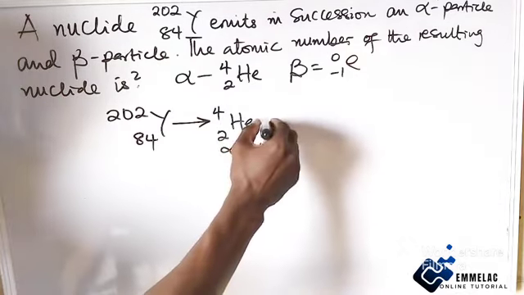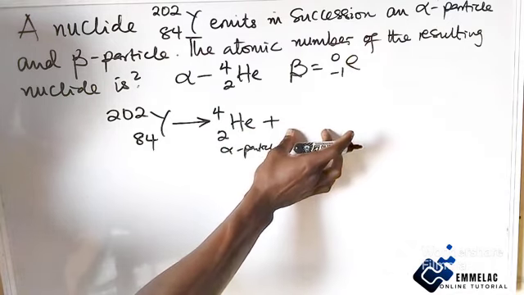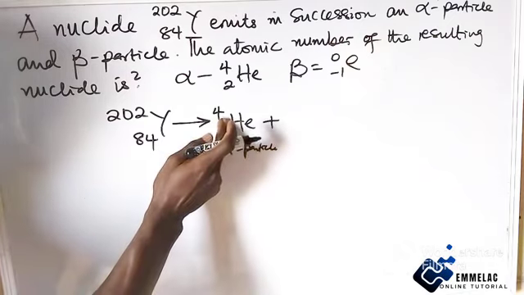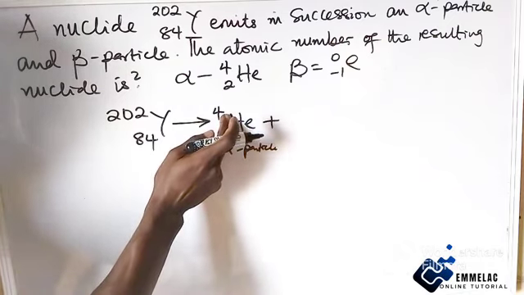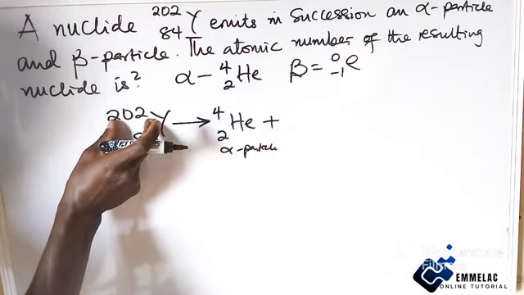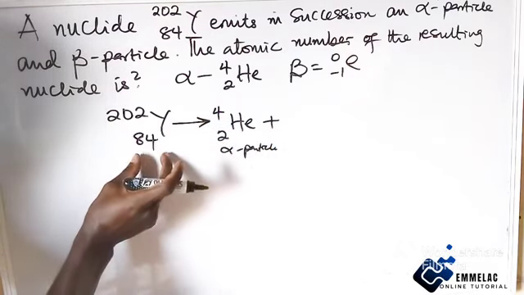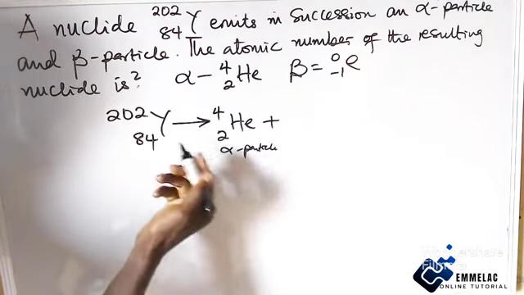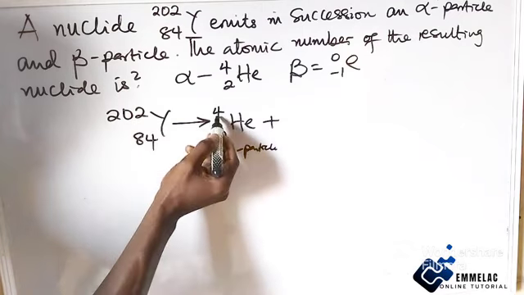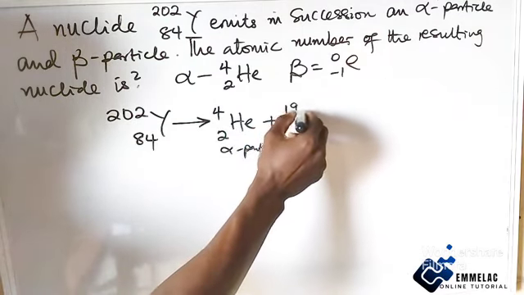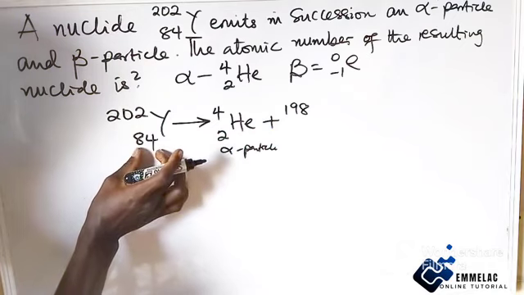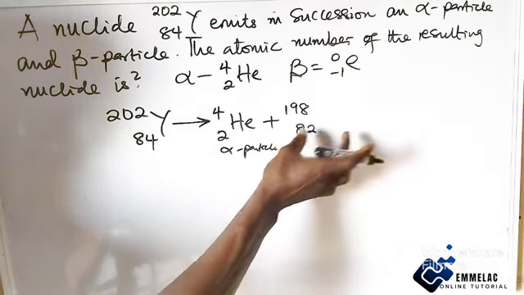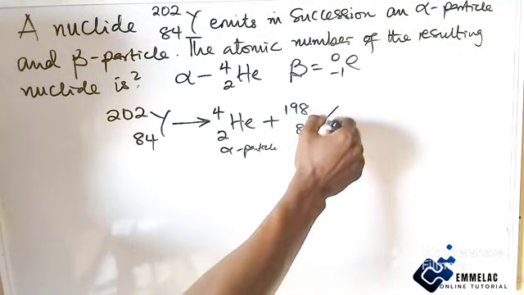Now what will be the resulting nuclide after the emission of the alpha particle? Here what we need to do is subtract this 4, which is the mass number of helium, from the total mass here, and subtract this 2 from the total value here, which is the atomic number. So 202 minus 4 gives us 198, and 84 minus 2 gives us 82. Let us represent this particular nuclide as X.